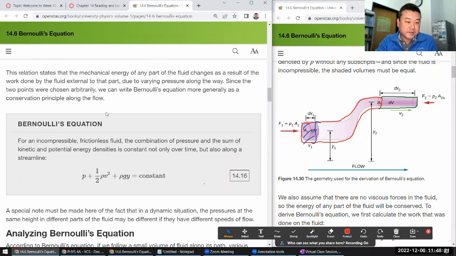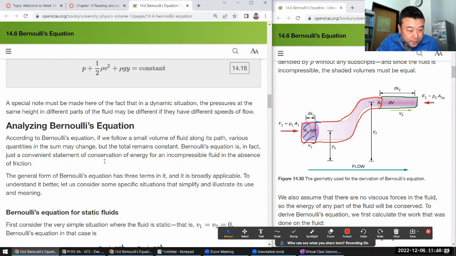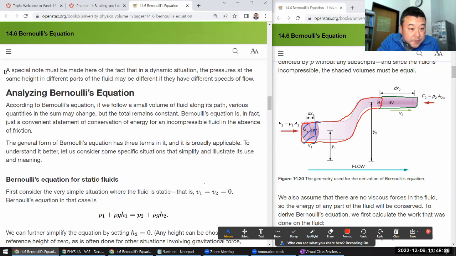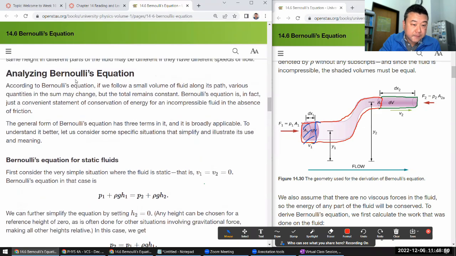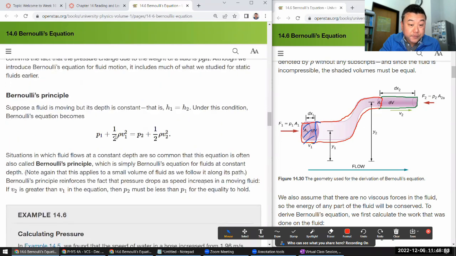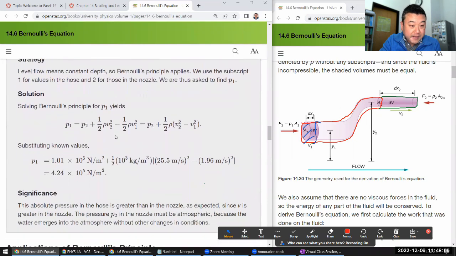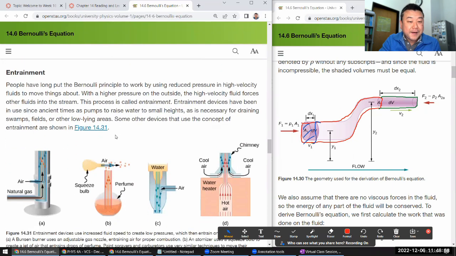So the relation states all that, and you can read through the rest. Special note must be made here. Pressures at the same height in different parts of the fluid may be different if they have different speeds of flow. So like here, you can imagine y1 being equal to y2. But if the size of the tube is different, then the speed will change, and that will cause the pressure to change. They have some examples which I encourage you to look through. I won't right now because I want to do the other thing.